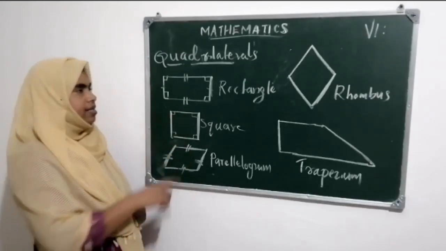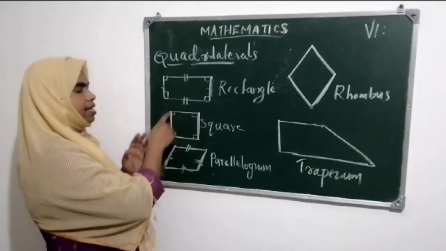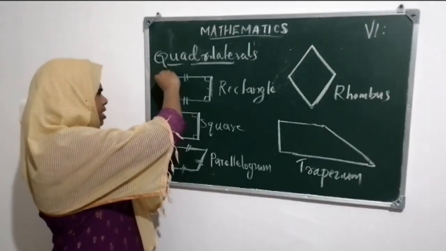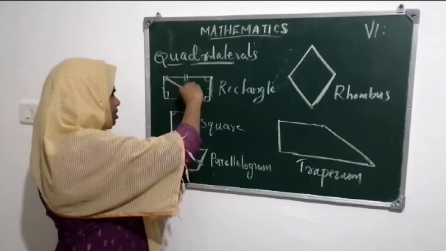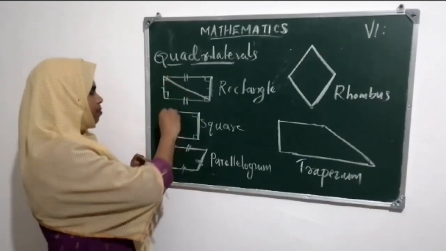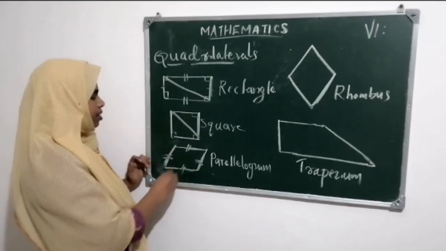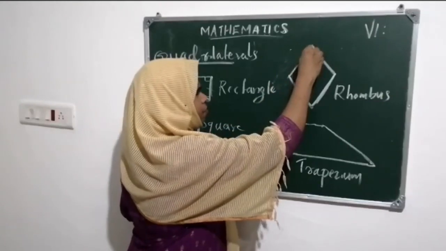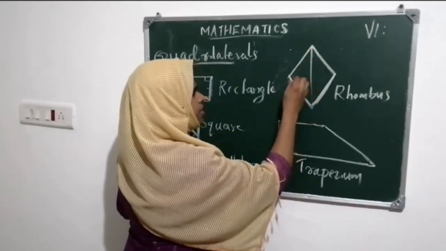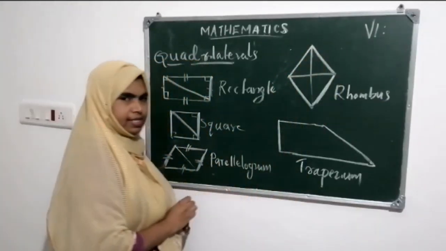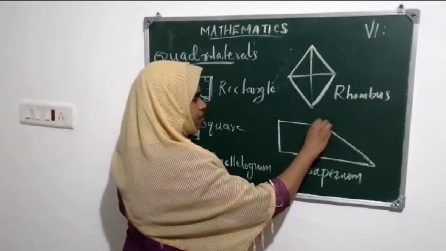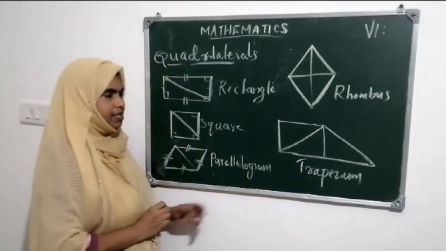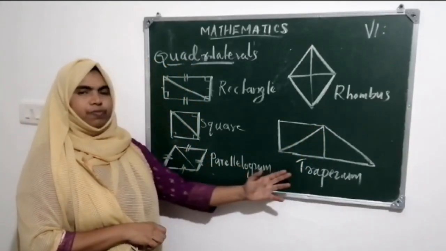Once more I say, these are quadrilaterals. We can draw these quadrilaterals using set squares. See here, you can keep the set squares like this and draw. Here also, like this. This is using four set squares. Here is three set squares. Using three set squares you can draw a trapezium.